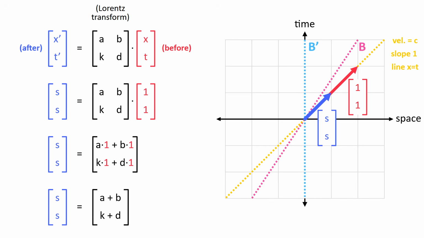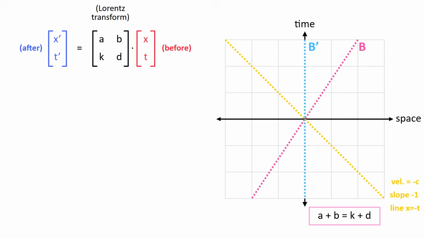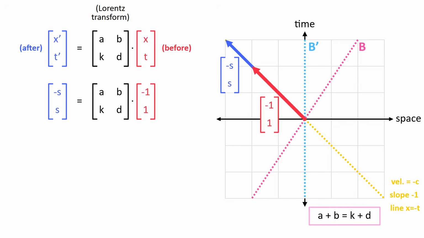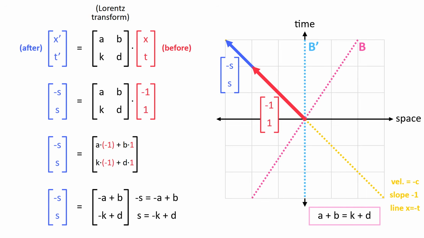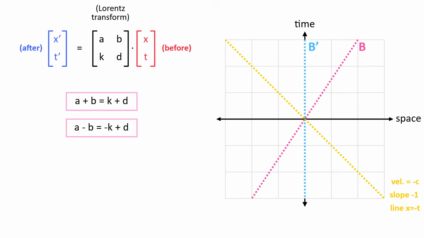Multiplying things out, we find a plus b equals s and k plus d equals s, which combine to tell us a plus b equals k plus d, which we'll save for later. We can also use invariance of c in the other direction. Moving at c to the left, the vector (-1, 1) must get mapped somewhere of the form (-s, s). Multiplying it out, we get -s equals -a plus b, and s equals -k plus d. The first can become s equals a minus b, and combining them results in a minus b equals -k plus d. Now at this point, we'll combine it with the previous equation by adding them.